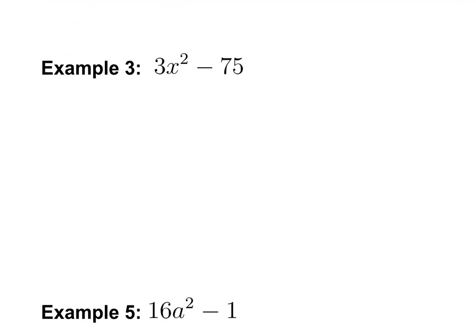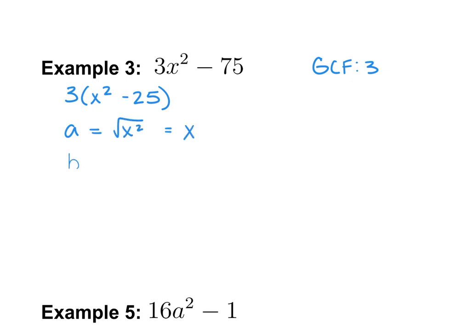Example 3. Again, I have no greatest common factor. Actually, I do have a greatest common factor of 3, so I'm going to factor that out first. Now I'm going to find my a and my b for what is left inside. That's going to simplify down to x, and that would simplify to 5. So then I want to bring the greatest common factor to the front. Then I would have x minus 5 and x plus 5.